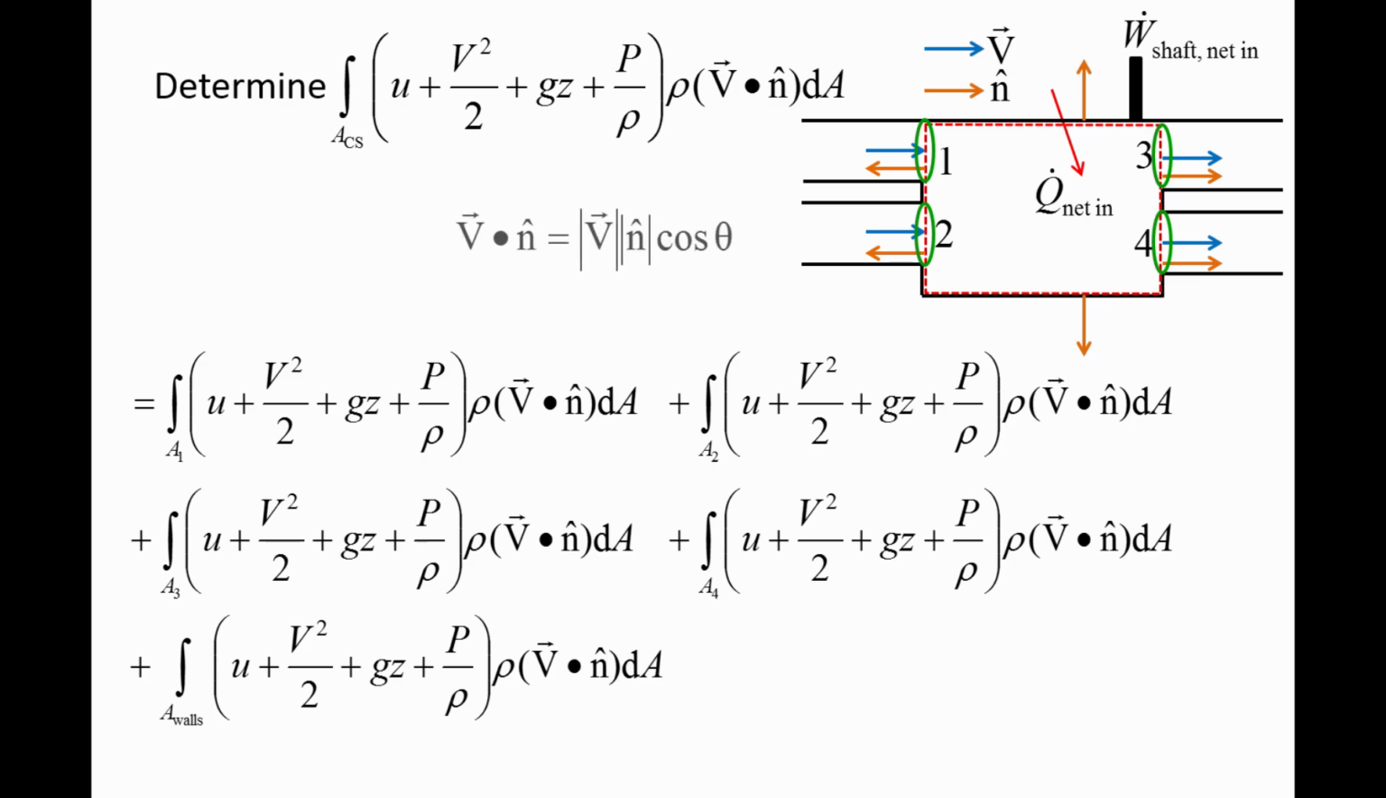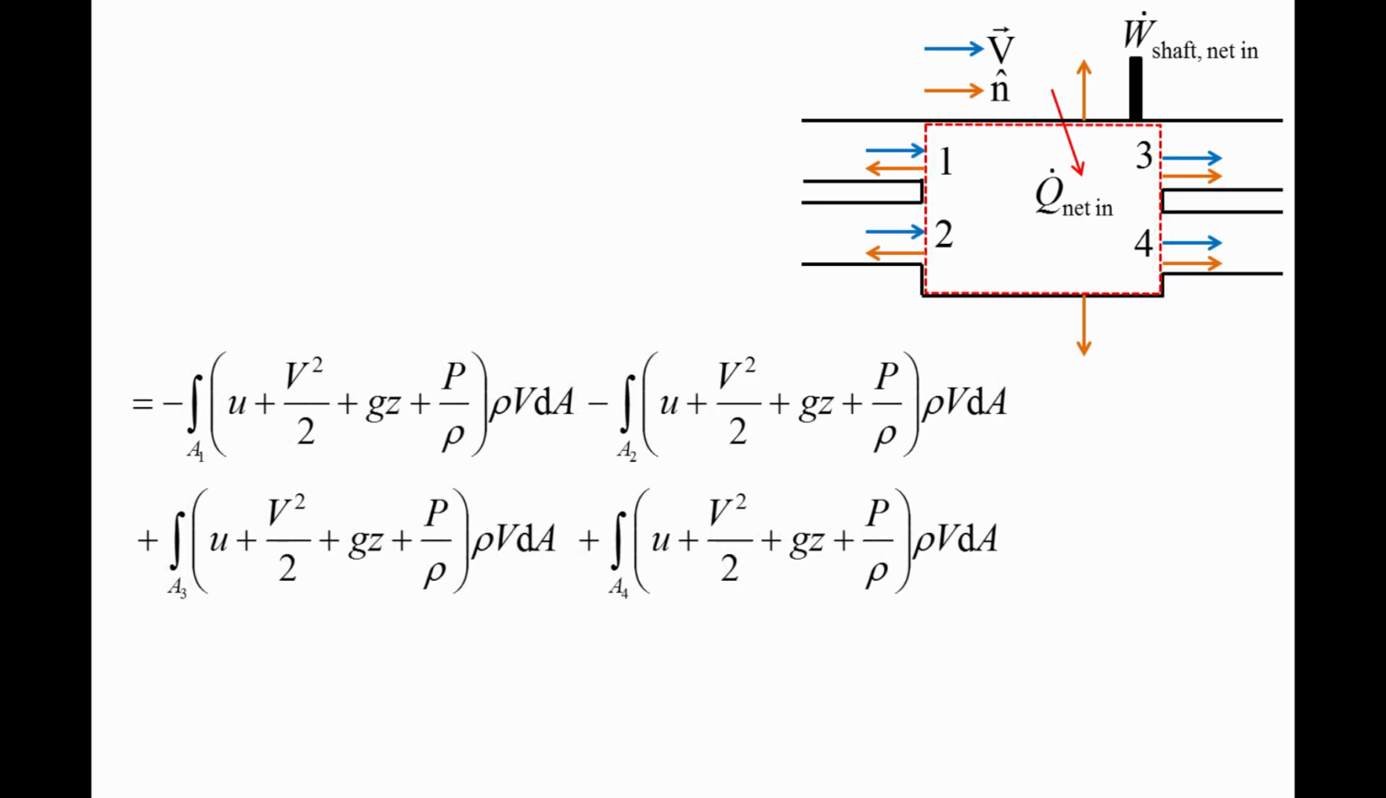Recall that the dot product of any two vectors can be calculated by multiplying the magnitude of the two vectors by the cosine of the angle between them. For the inlets, the angle between the velocity vector and normal vector is always 180 degrees, which means the dot products in integrals 1 and 2 become negative v. For the outlets, the angle between the velocity vector and normal vector is 0 degrees, which means the dot products for integrals 3 and 4 become positive v. The no-slip boundary condition means the velocity at every wall is 0.